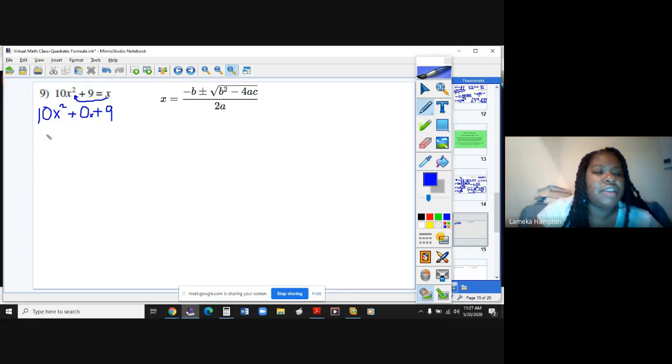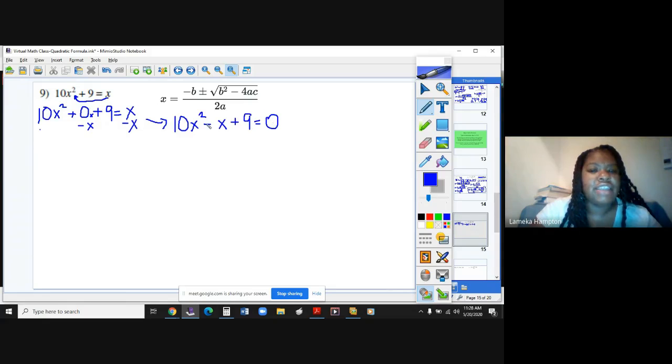So when I do that, I now have this. I'm just going to subtract x. When I finish, I'm going to put my answer here because I need room. I have 10x squared minus x plus 9 is equal to 0. Does everyone see what I did as it related to the x? If you don't see it, tell me so.